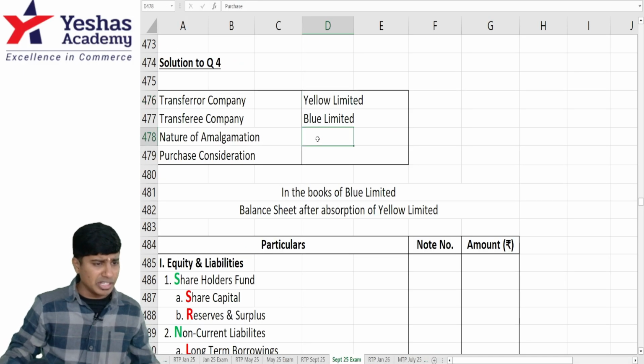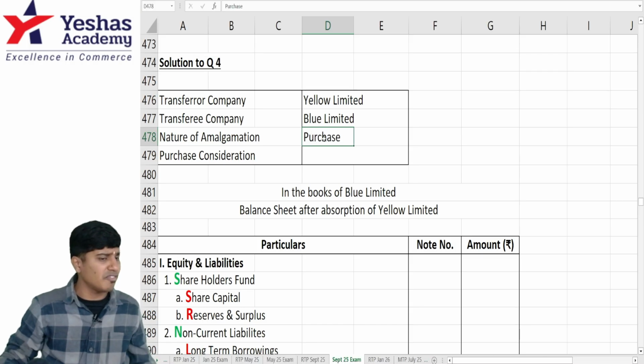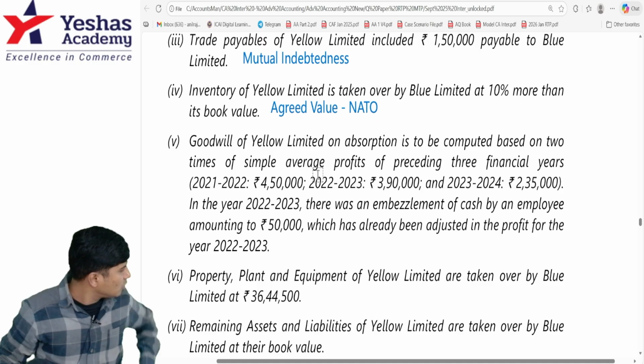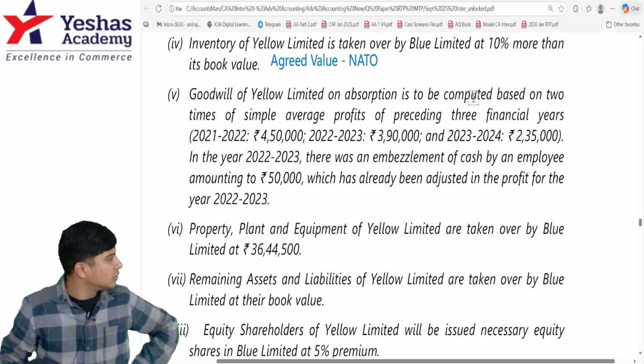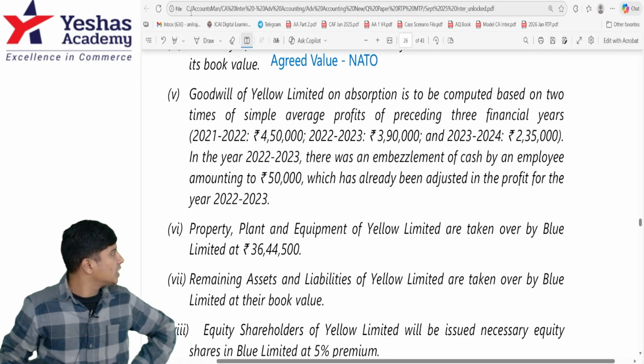So this ended up becoming amalgamation in the nature of purchase. I'll make a note of it in the beginning. Amalgamation is in the nature of purchase. Then what do we have after that? Goodwill of Yellow Limited on absorption is to be computed based on 2 years simple average.